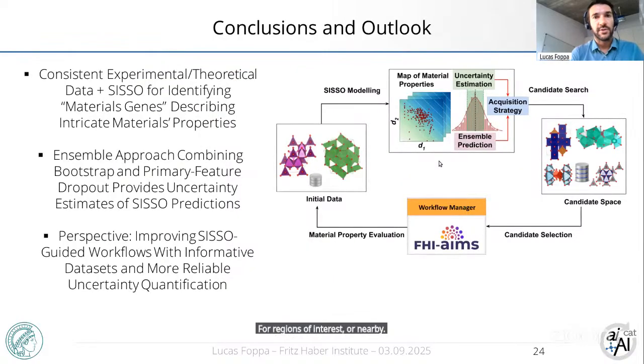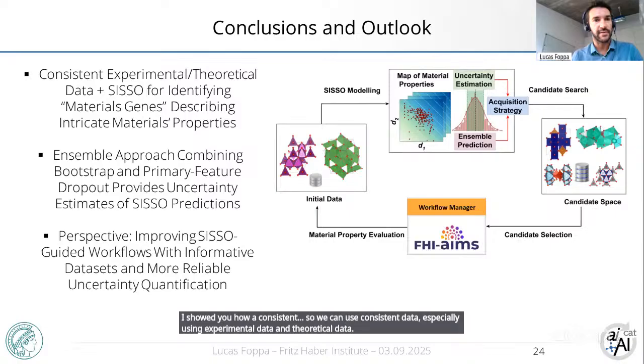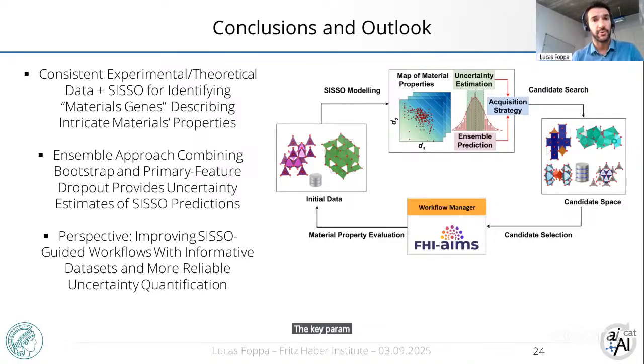Okay, so let me just conclude with these 3 statements. I showed you how we can use consistent data, especially experimental data and theoretical data, along with SISSO for identifying these materials genes that are the key parameters that correlate to the process that trigger, hinder, or favor some kind of materials property or function.